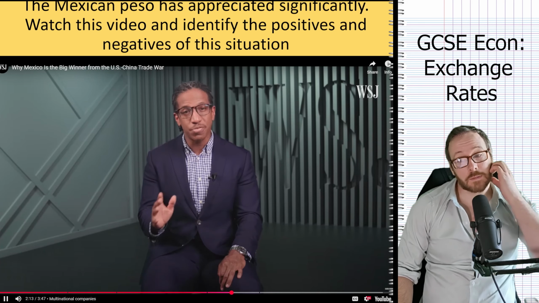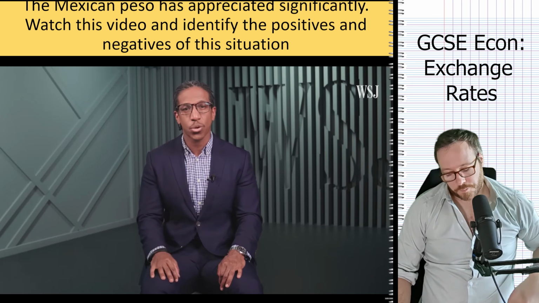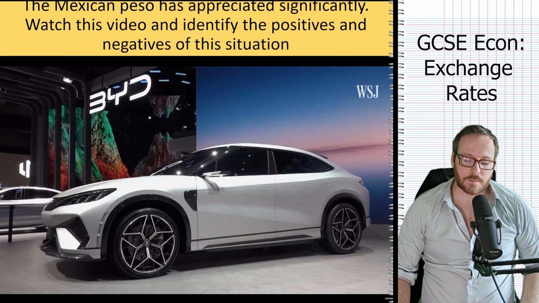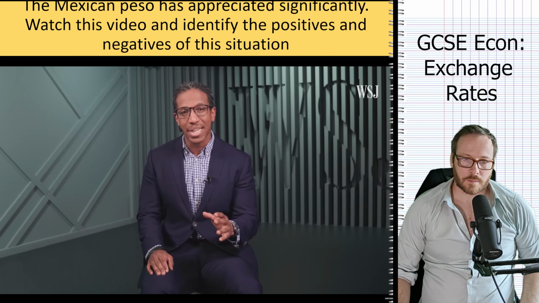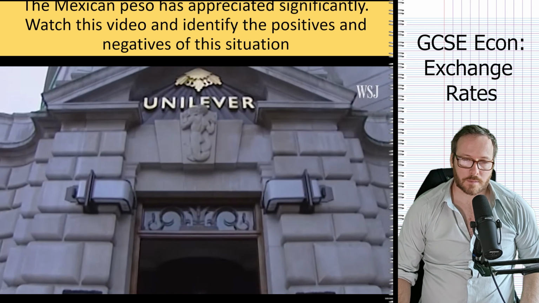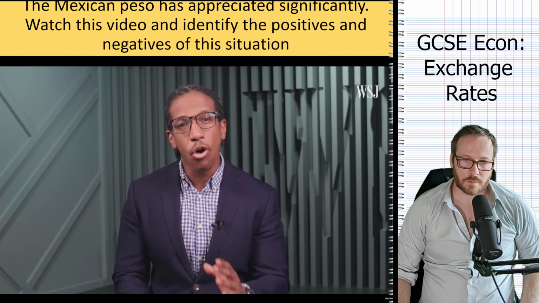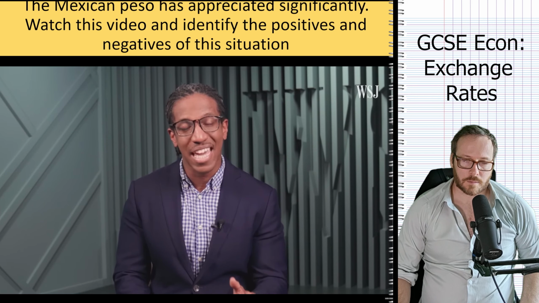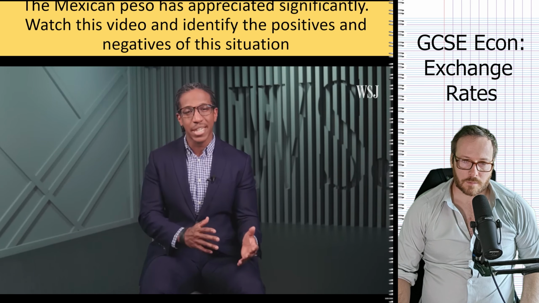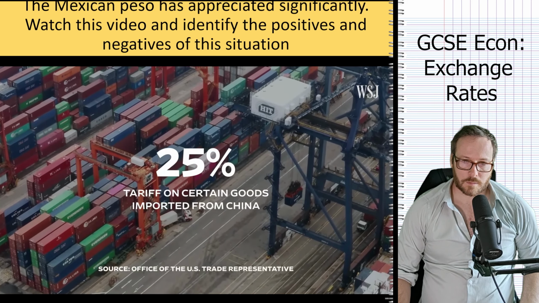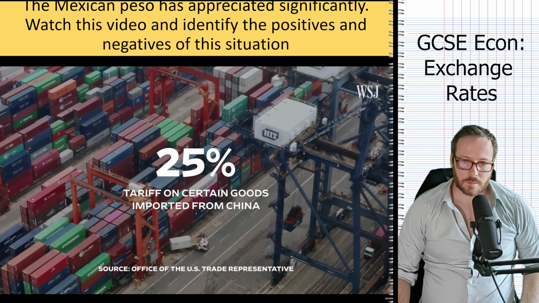The trade war driving companies to invest there is a huge part of the story. Companies like Tesla and Chinese electric vehicle maker BYD are expected to set up major production plants in Mexico this year. And companies like Unilever and Foxconn have already made big investments in plants and production. The US and China have been engaged in a trade war since 2018, with the US putting a 25% tariff onto certain goods imported from China.